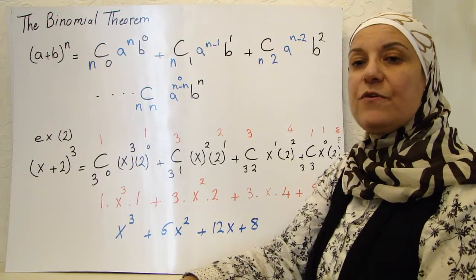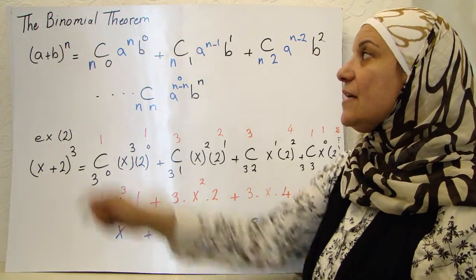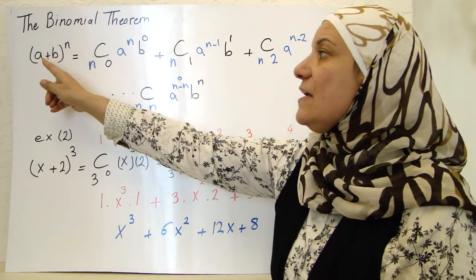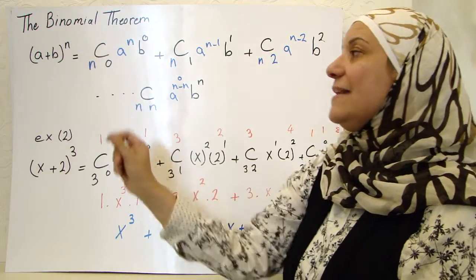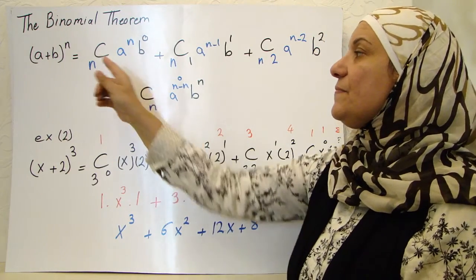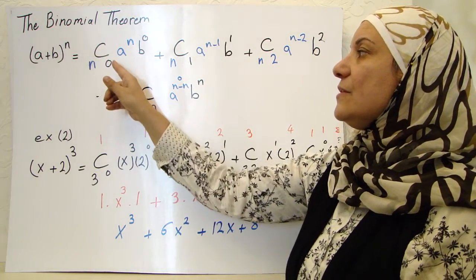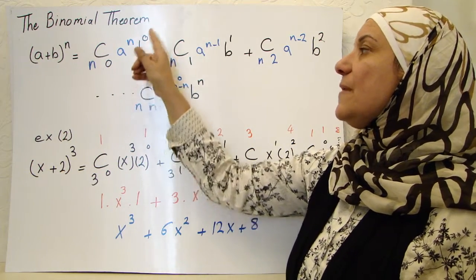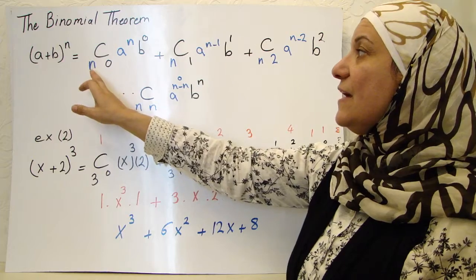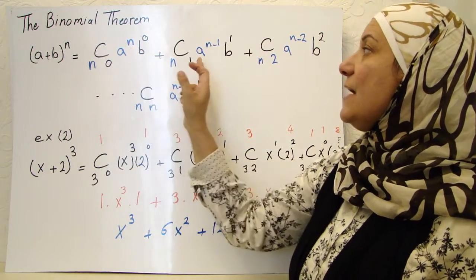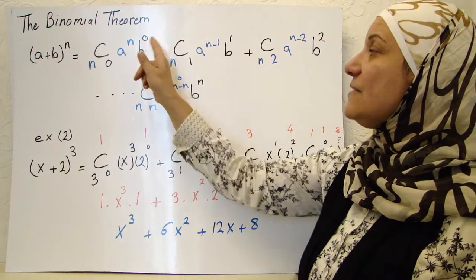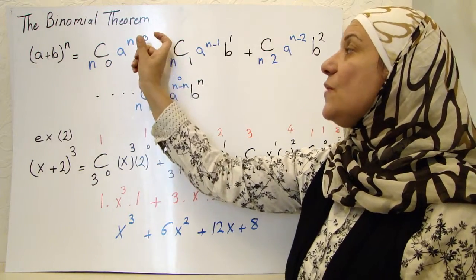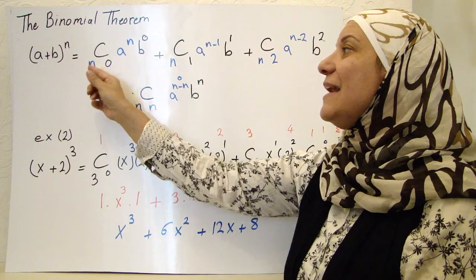There is another way for using this combination, which is the binomial theorem. The binomial theorem, when I have A plus B to the power of n, there is a rule that says n combination 0, A to the power n, B to the power 0. Remember, those are the numbers I have, n and 0. And this one is going to be, whatever comes here, the exponent, the sum is going to make an n.